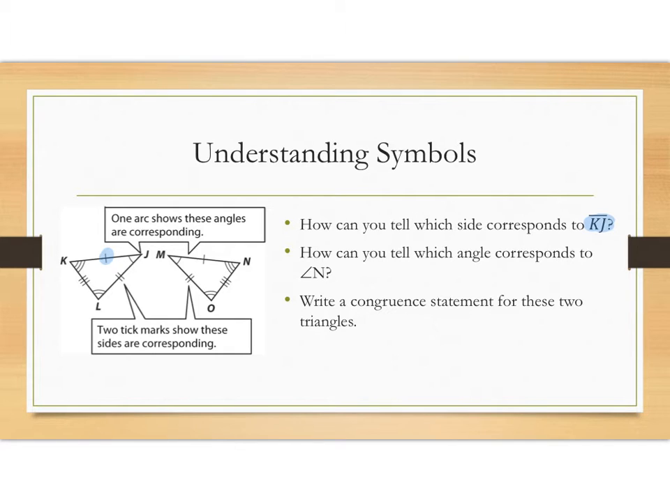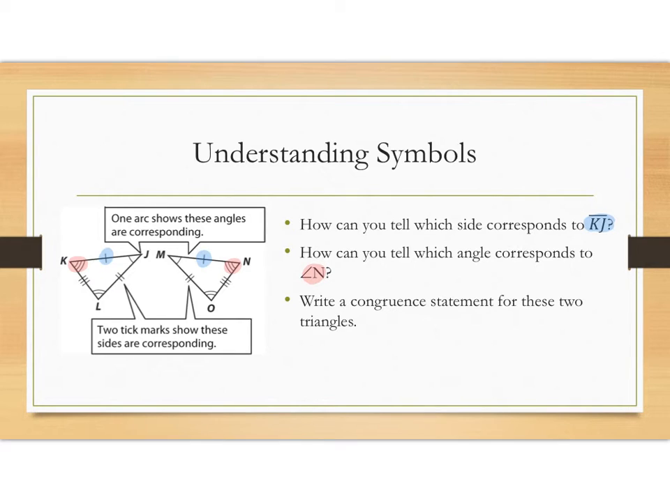See how KJ has one tick mark? MN also has one tick mark. So that means that those are congruent to each other. Now let's look at our angles. What about angle N? Well, angle N has 3 marks here. 1, 2, 3. So does angle K. So I can tell that angle K must be congruent to angle N.